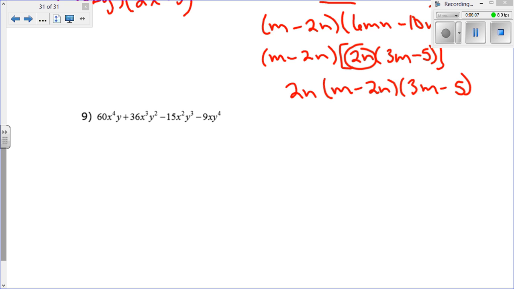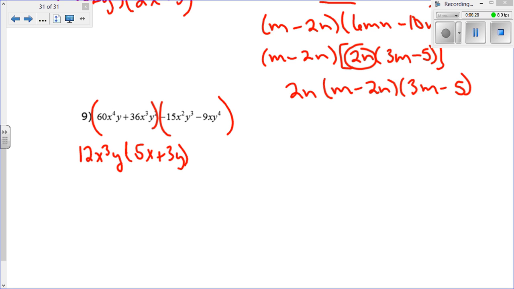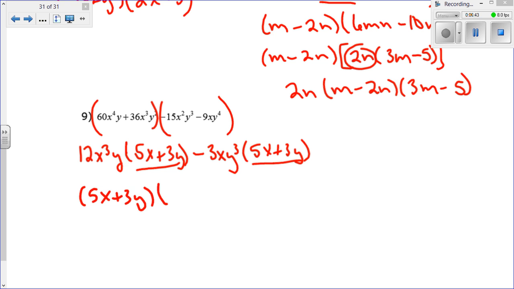On my last one, I'm going to group again. My GCF with the 60x to the fourth y plus 36x cubed y squared would be 12x cubed y. After I factor that out, I'm left with 5x plus 3y. Here I'm going to have a negative 3xy cubed for my GCF. When I'm done, I have 5x plus 3y. Now both my parentheses are the same, so that becomes my GCF. So 5x plus 3y, and I'm left with 12x cubed y minus 3xy cubed.